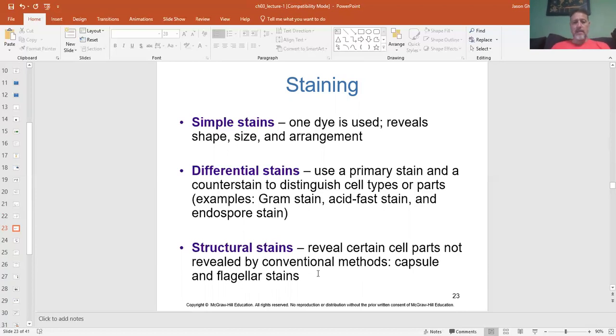Structural stains. These are stains that will identify specific structures in a stain. A capsule stain does this. Flagella stain, so you're just looking at the structures, not necessarily the cell. The cells will absorb some color too, but you're doing it to just try to identify the structure, whether it's present or not. And then, if it is present, what type of arrangement it's got, in the case of flagella.